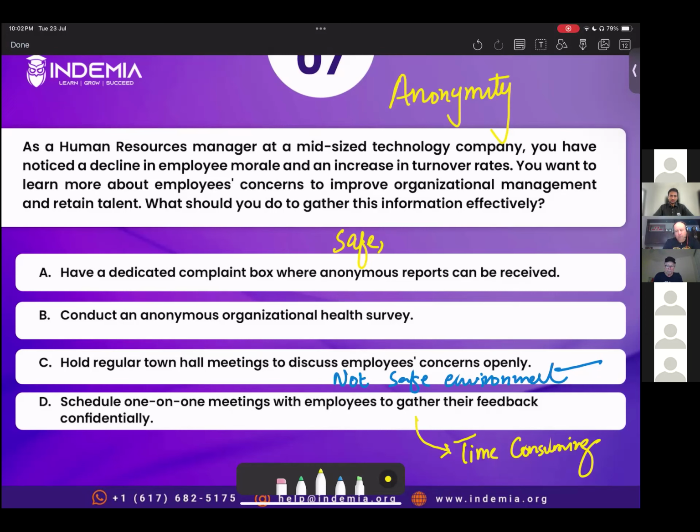So to get desired data, you will be running an organizational health survey where people would be comfortable sharing their thoughts, their concerns, and you will be getting the required data for analysis purposes. So the efficient way to collect that information is to conduct an anonymous organizational health survey. So the correct answer is option B. Let's read the explanation.